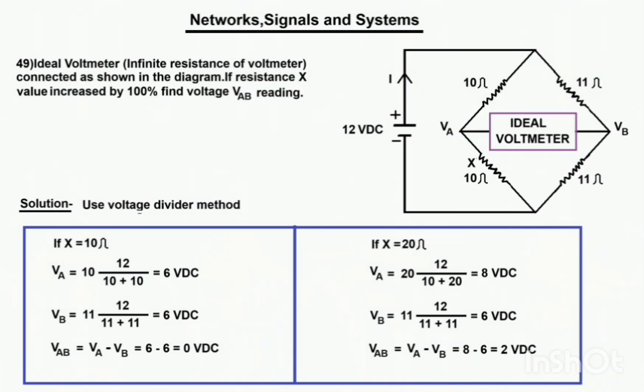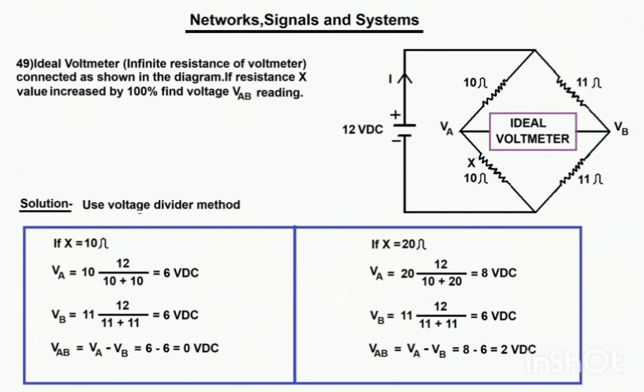Hello, question 49. Ideal voltmeter, infinite resistance of voltmeter connected in parallel as shown in the diagram. If resistance X value increased by 100%, find voltage VAB reading. Solution: we use here voltage divider method.